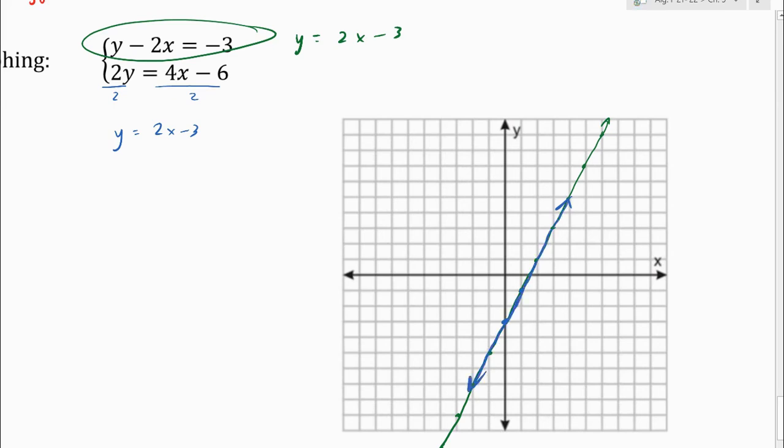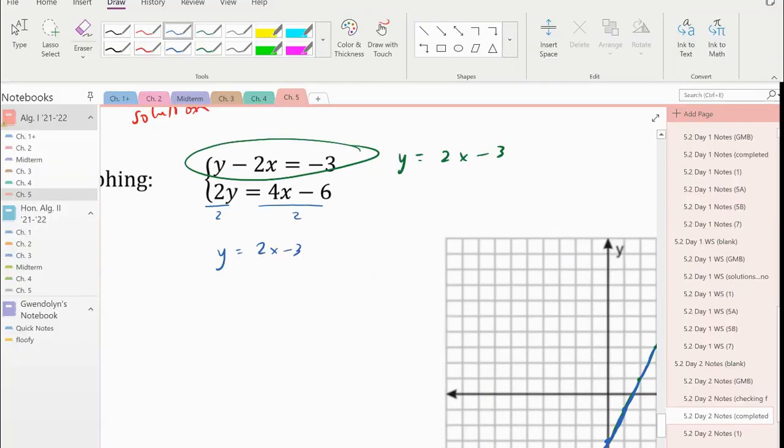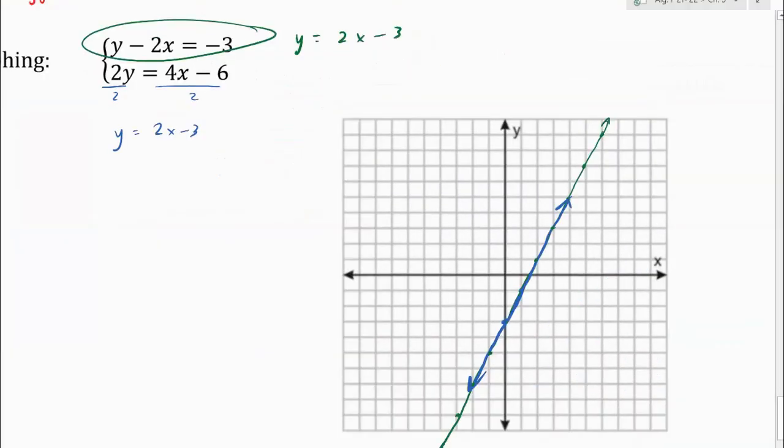Remember, the whole thing about a system is that we're finding the ordered pairs, the x paired with the y, that satisfies these equations. Well, the exact same points satisfy those 2 equations because when I graph them, it's the dadgum same line. Okay? So if I said how many solutions, there are infinitely many.